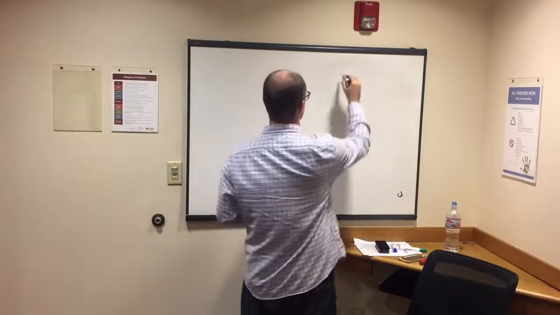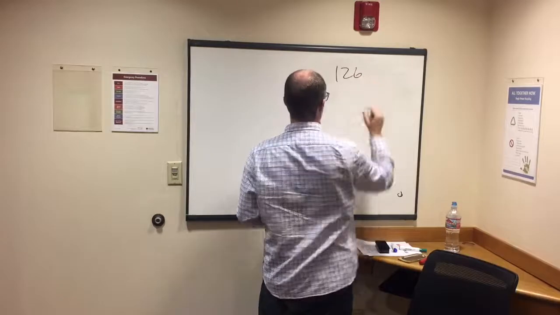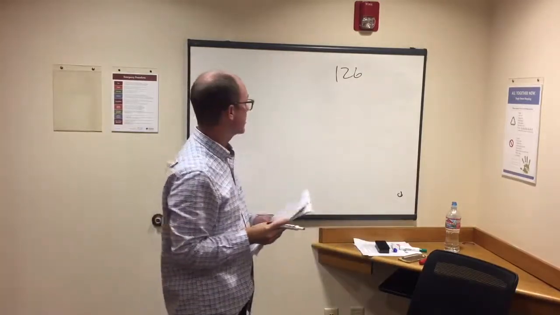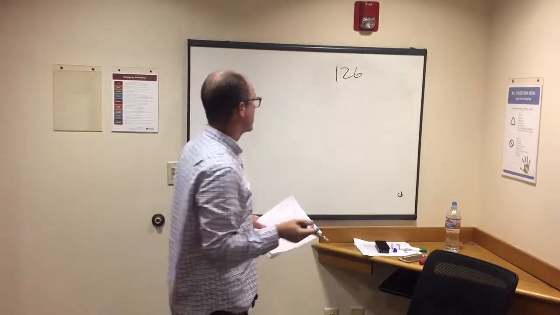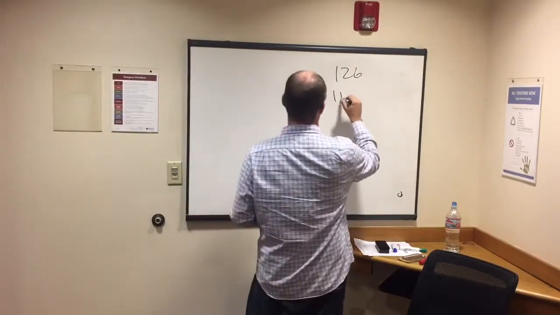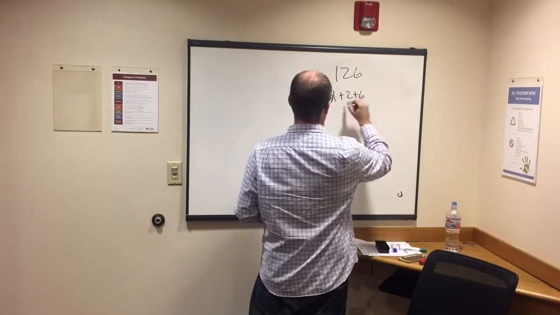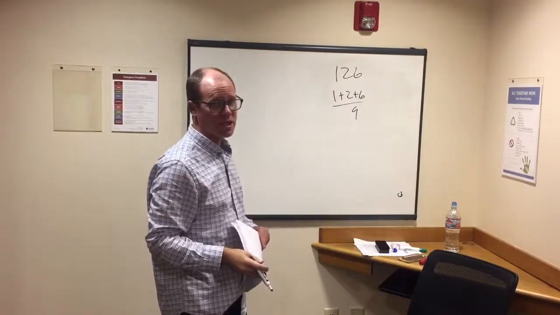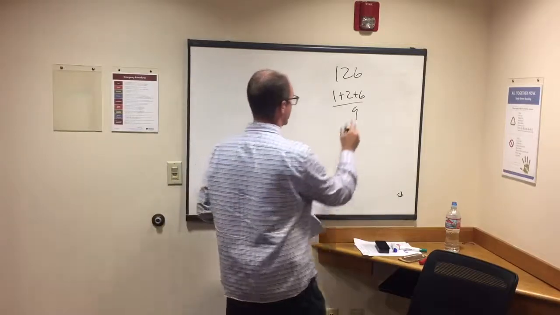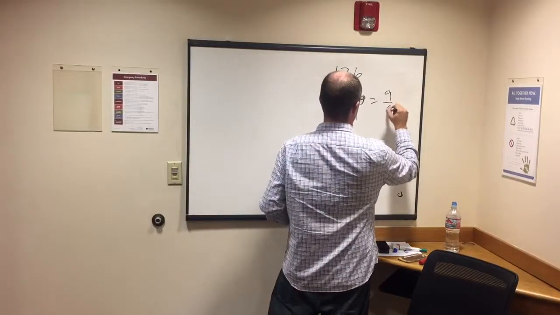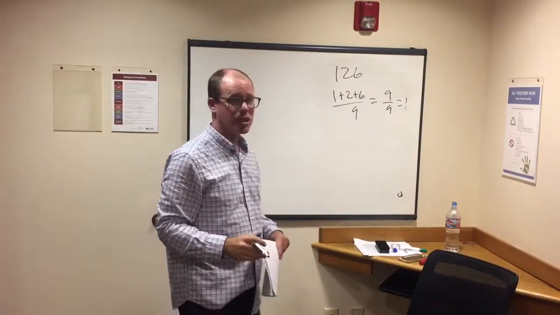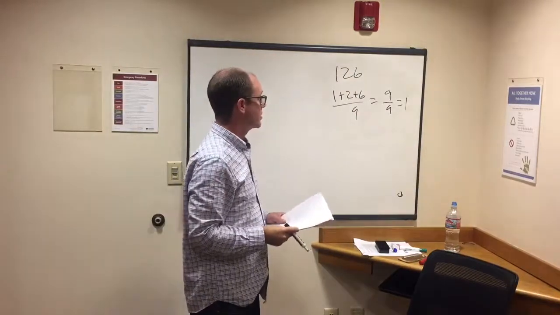Okay, what about 126? Unless you're unbelievable at math, you can't just eyeball this and know that's divisible by 9, right? So 126, it's the same thing. 1 plus 2 plus 6 divided by 9. 1 plus 2 is 3, 3 plus 6 is 9. 9 divided by 9 equals 1, and that is an integer. So that's how you do 9.